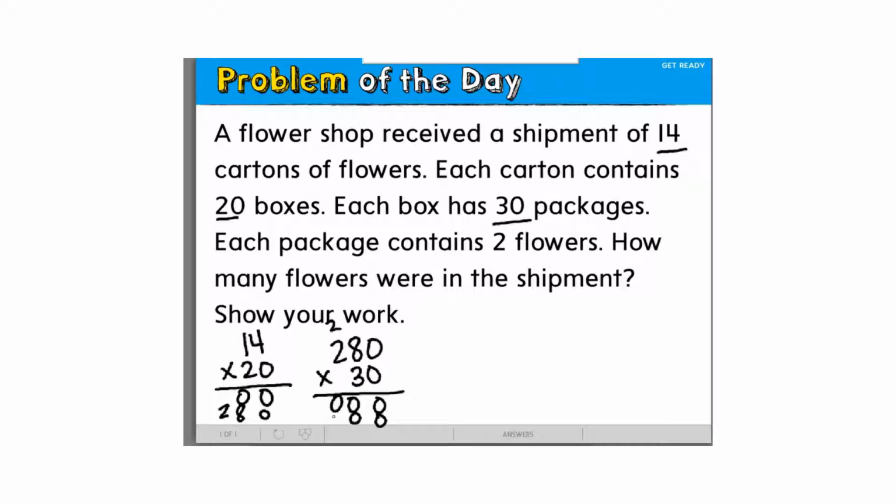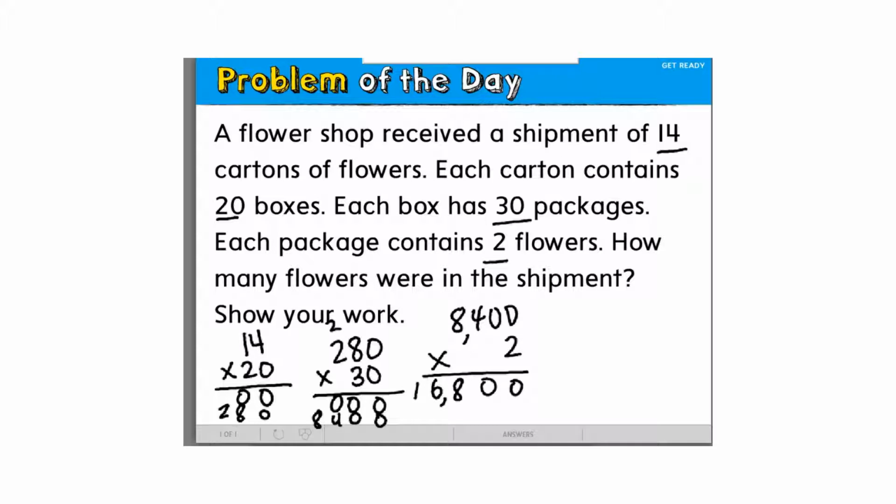And that's 24, and then 6, 8. So you got 8,400, right? Yeah, and then I did it times 2. Then that number times 2. So I did see some different strategies out there.